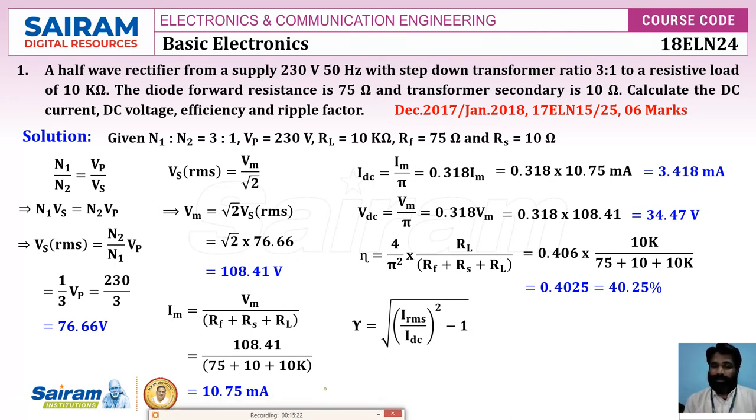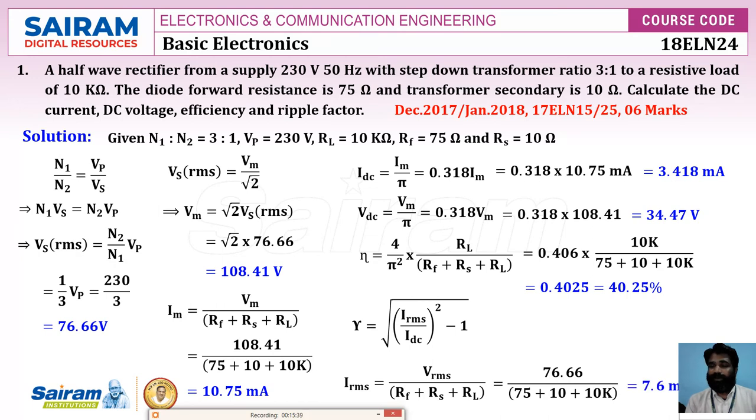So as we know, IRMS is equal to VRMS by RF plus RS plus RL. Or we can use VRMS is equal to Vm by root 2, so IRMS is equal to Im by root 2. Either expression. So this is the value, 7.6 milliamps. Then substitute these values in the ripple factor. So this is the ripple factor.